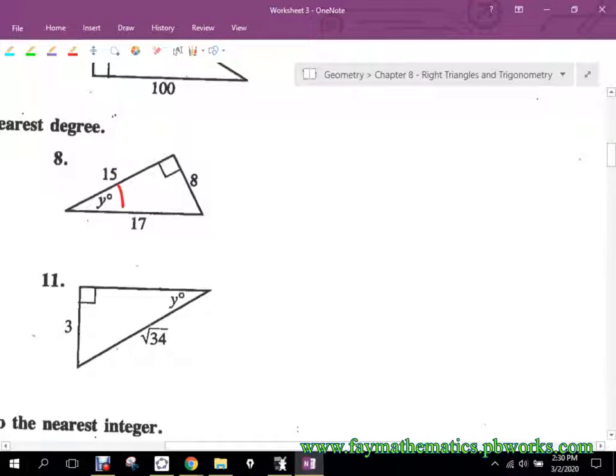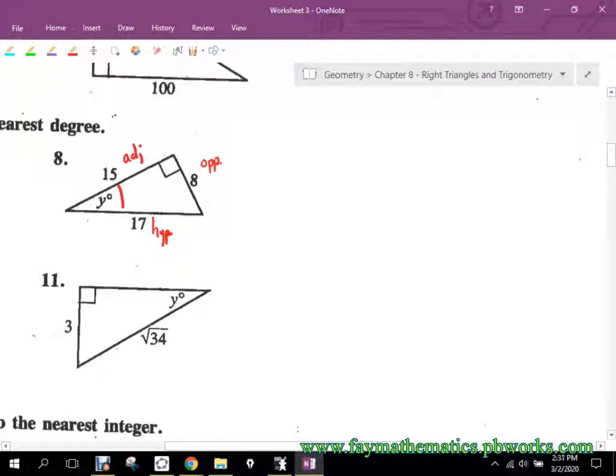If y is what we're looking for, we have to go through and decide what we're going to name 8, 15, and 17, what sides those are, okay? So what do you call 8? That is the opposite side. What is 15? The adjacent. And 17 is the hypotenuse, okay?